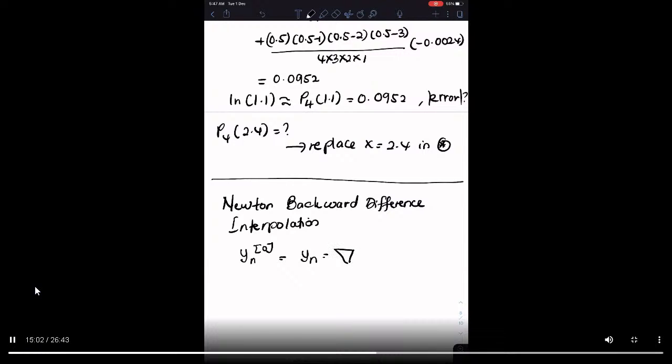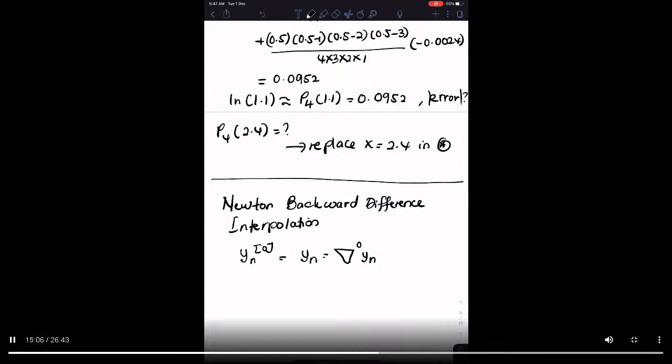The first is we know already. We start from n, not from y naught, because Newton backward is to find missing data near to xn, near to yn, near to the last data. So we start from n, the last data. So y naught n, the degree 0 yn, is given in the question.